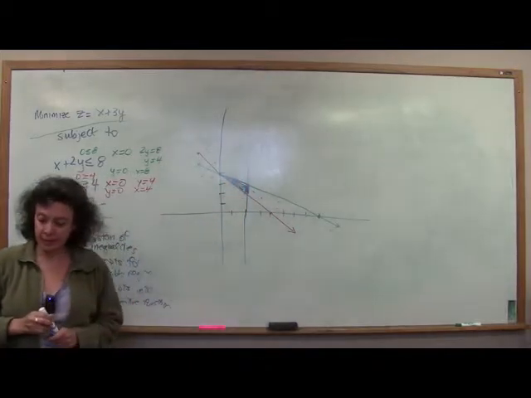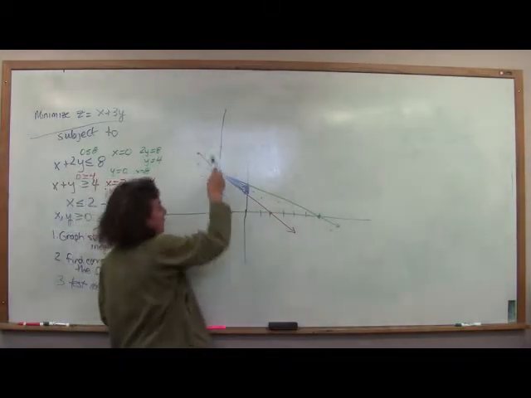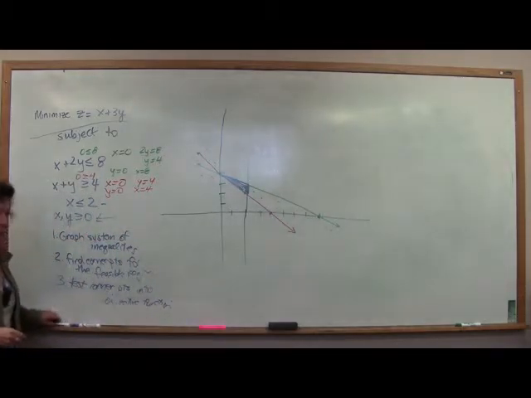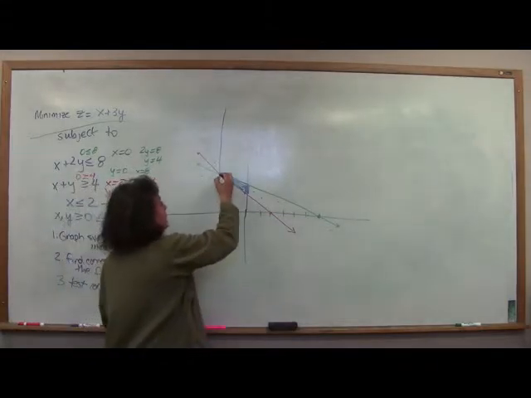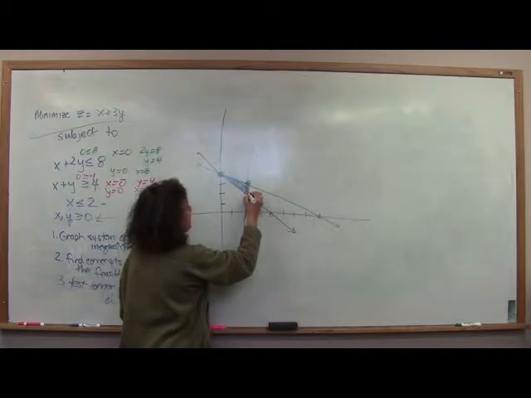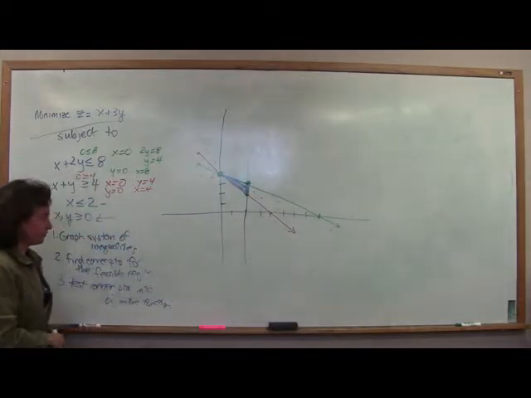Now this x, y greater than or equal to 0 just tells me that I'm living in my first quadrant, which is exactly what I have there. So I have done step 1. That's the hardest step. The next step is to find my corner points. In other words, we want to find these points that are on the corner of my feasible region.